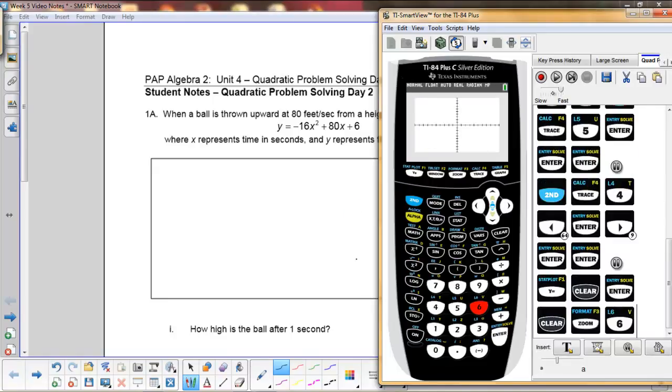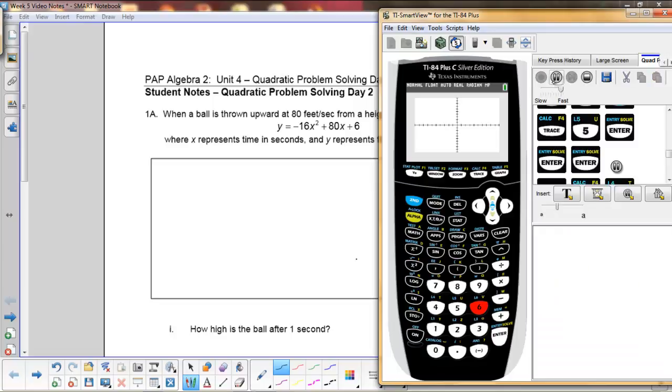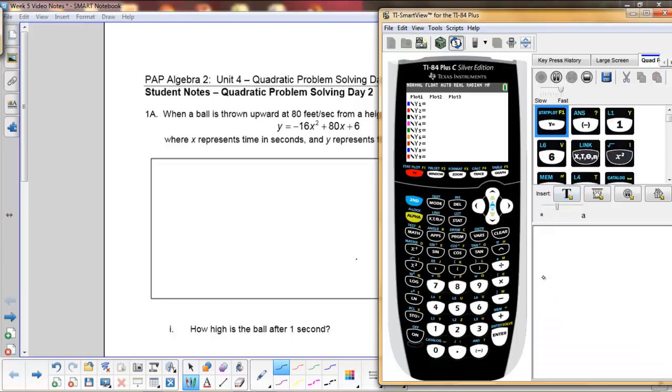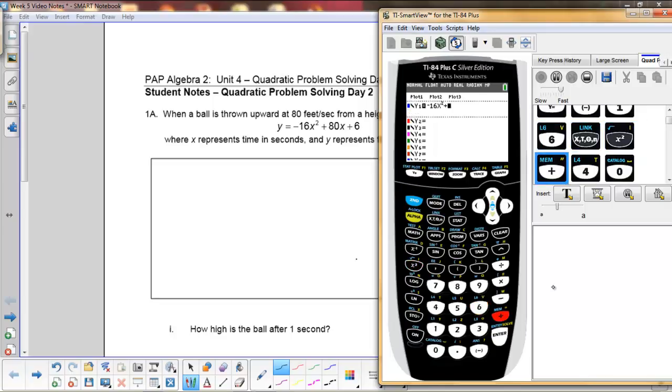Alright, now we're going to move on to question number 2. Question number 2 involves us halving the height of the first ball. So here we go. We still use negative 16x squared, but instead of 80 this time, it's going to be 40, and we're going to use 6. Graph it, and what you want to look for here is that parabola's top.